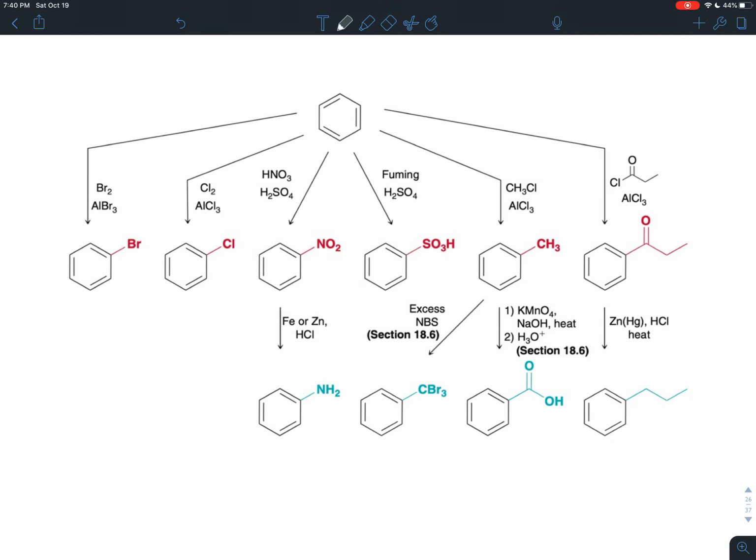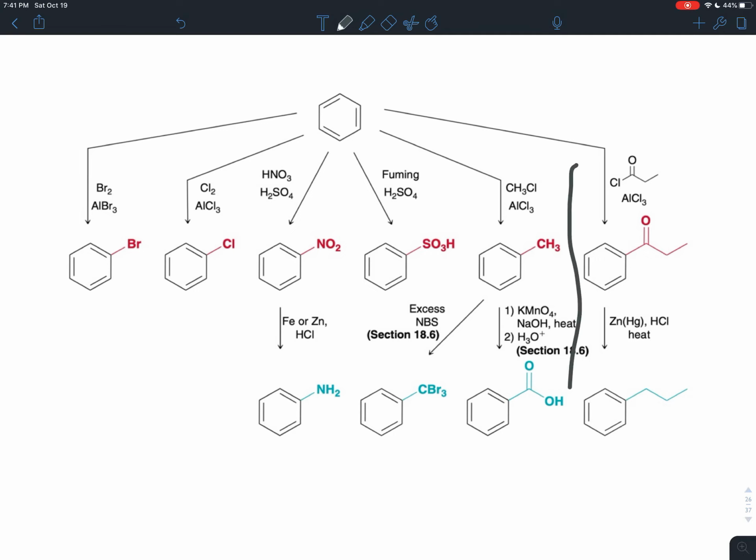If you do Friedel-Crafts alkylation, you now have a benzylic position. You can react that with N-bromosuccinimide, NBS, and heat, and that will put halogens, bromines, on that benzylic position. Or you can oxidize it. Here they're doing it with potassium permanganate, KMnO4, sodium hydroxide and heat followed by acid, but you could just as well use chromic acid, so H2CrO4 or H2Cr2O7. So you could use either of those. Those are both from chapter 18 in conjunction with reactions in this chapter.